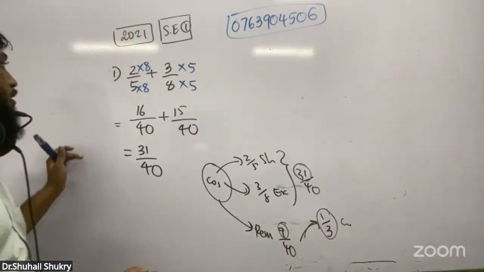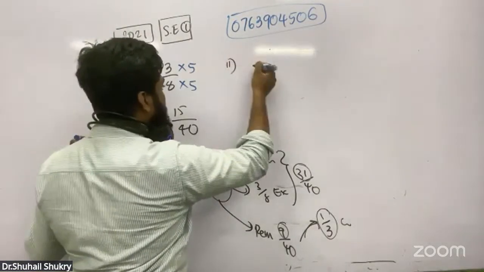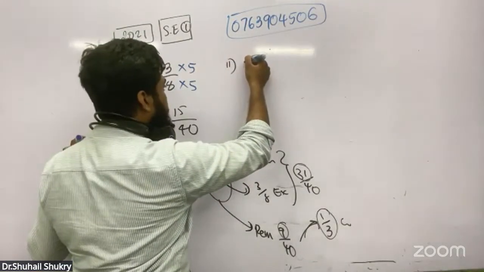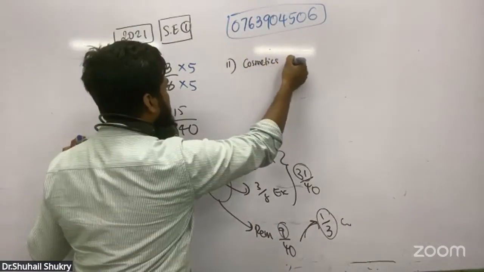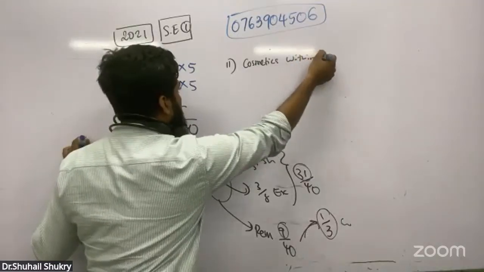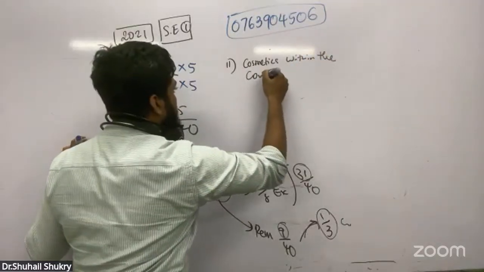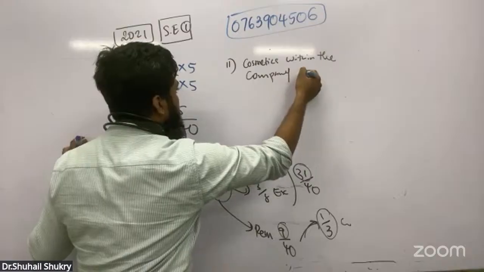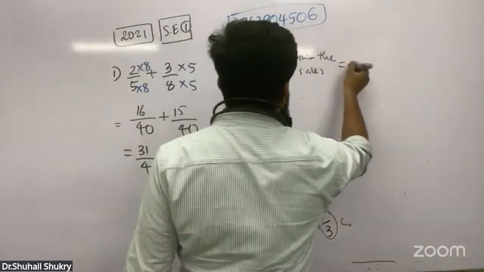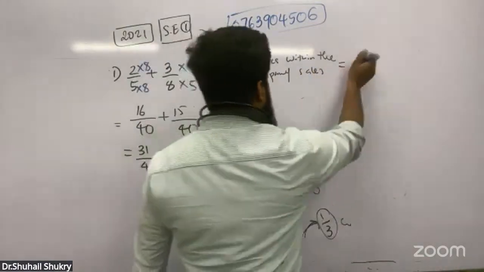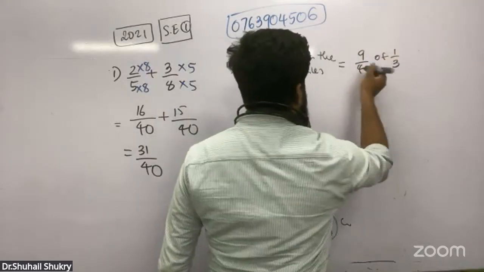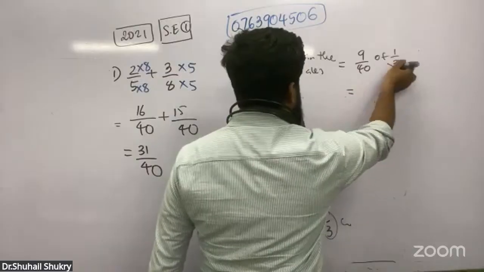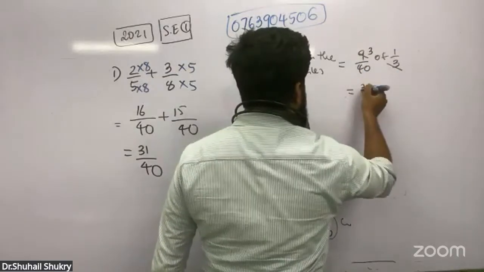First of all, we'll see the fraction. Within the company, cosmetics sales is equal to this 9 over 40. From this 9 over 40, how much have they allocated? Only 1/3. So 9 over 40 of 1/3. 3 and 9, I can simplify: 3 over 40. So the answer will be 3 over 40.